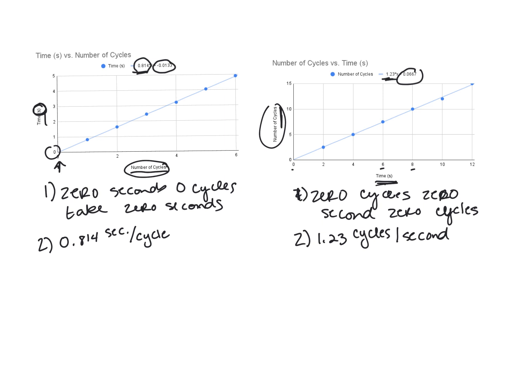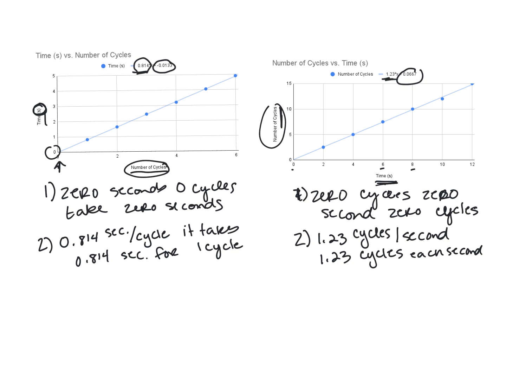So that's question 2. And that just means that for question 2, the meaning of this is it takes 0.814 seconds for 1 cycle. If you read the unit, it kind of tells you the meaning, 0.814 seconds per cycle. So it's 0.814 seconds for 1 cycle. This meaning is going to be 1.23 cycles each second.